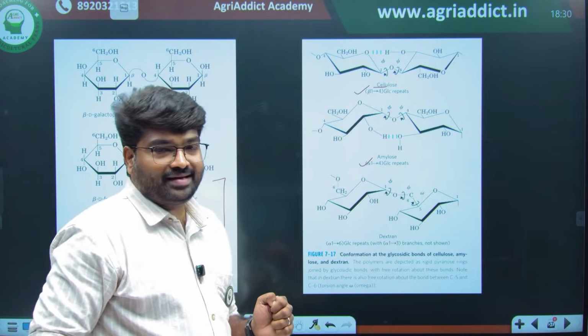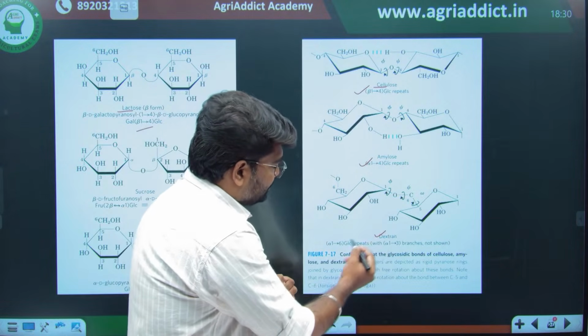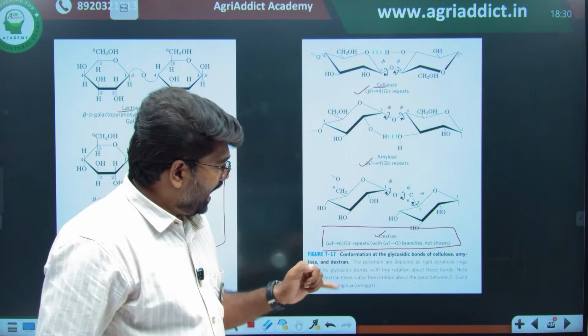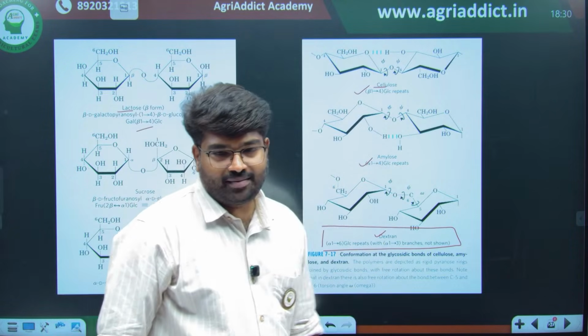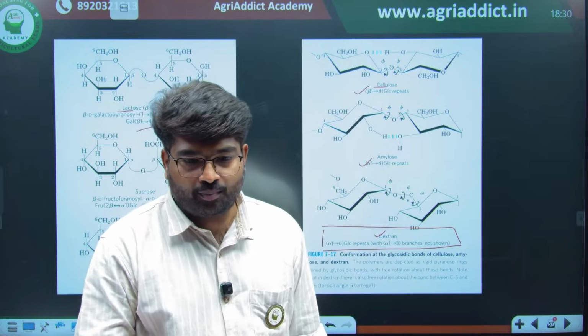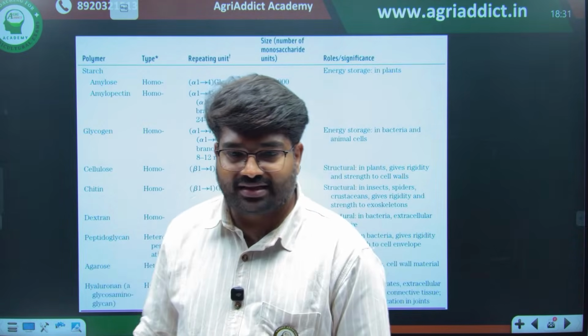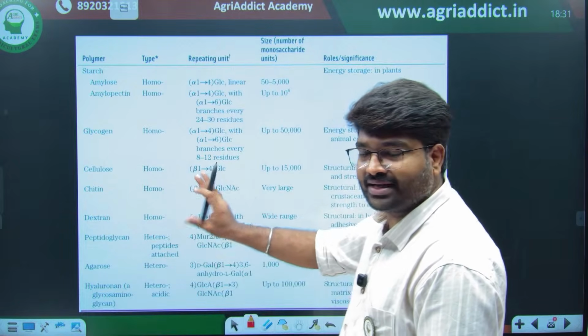Alpha 1,4 repeating units will be there, and dextran will be present in microorganisms. Primarily it will have alpha 1,6 with alpha 1,3 branches. Okay, these are the important points you have to remember. I already told the important things. This is highly sufficient to cover the basics.